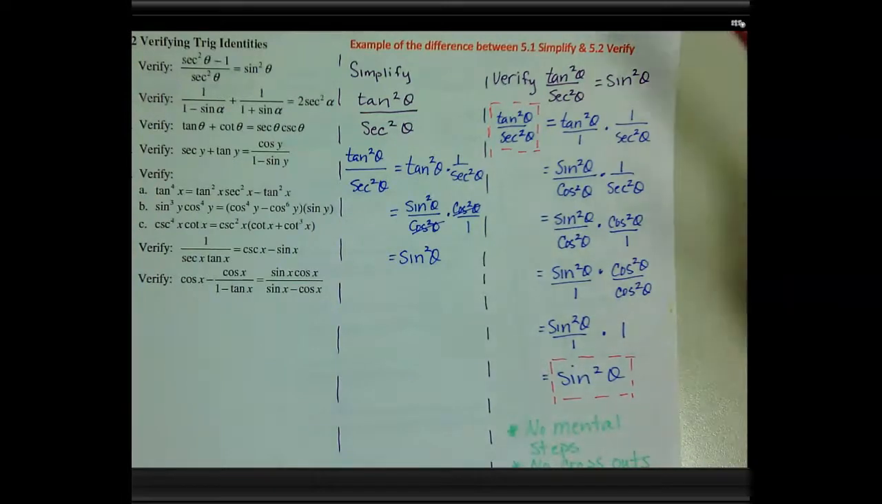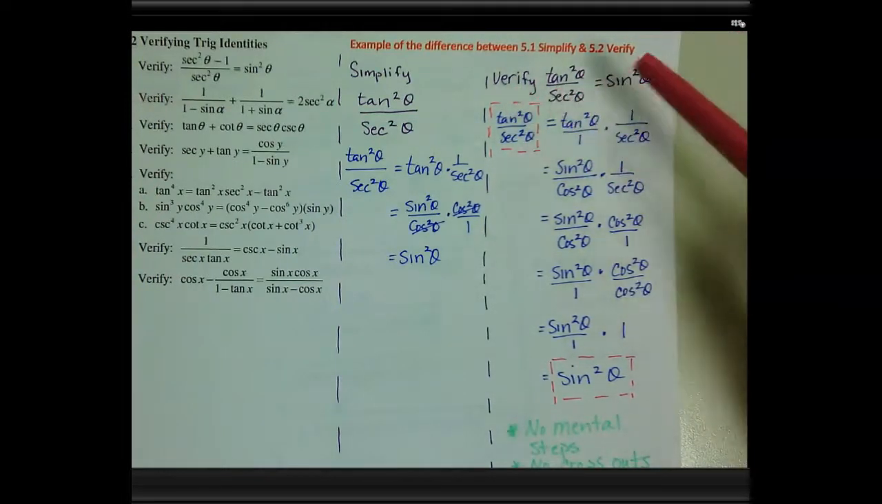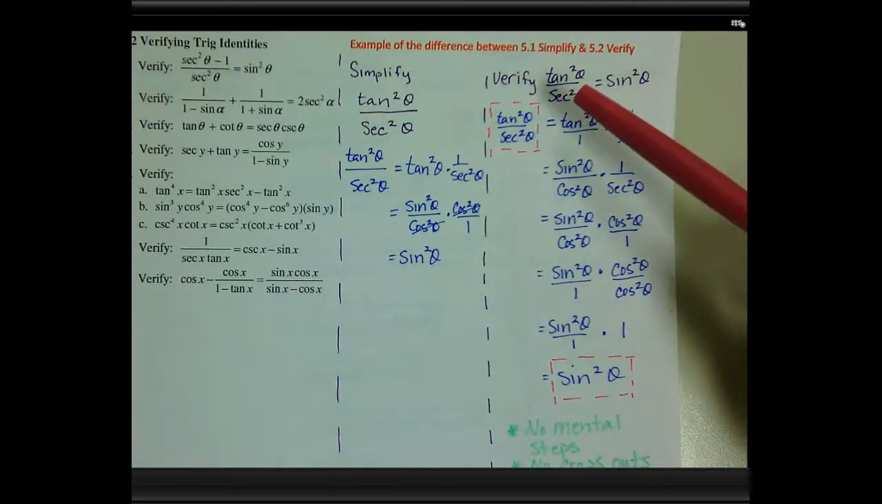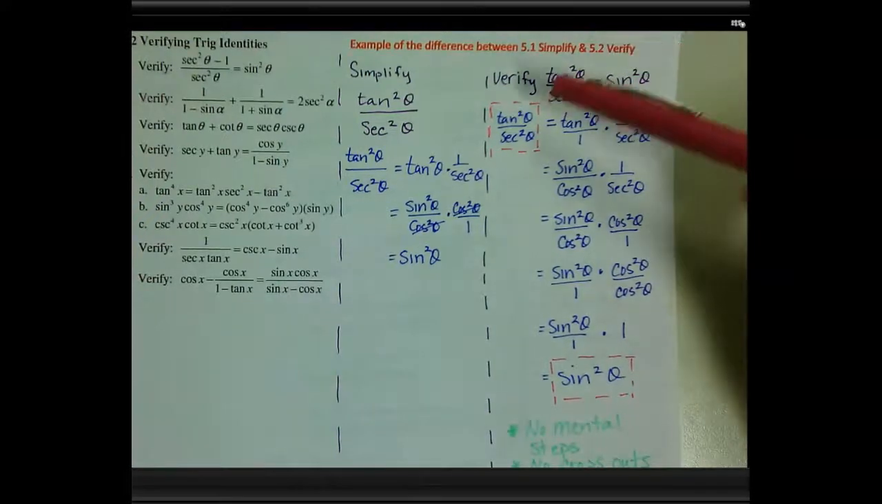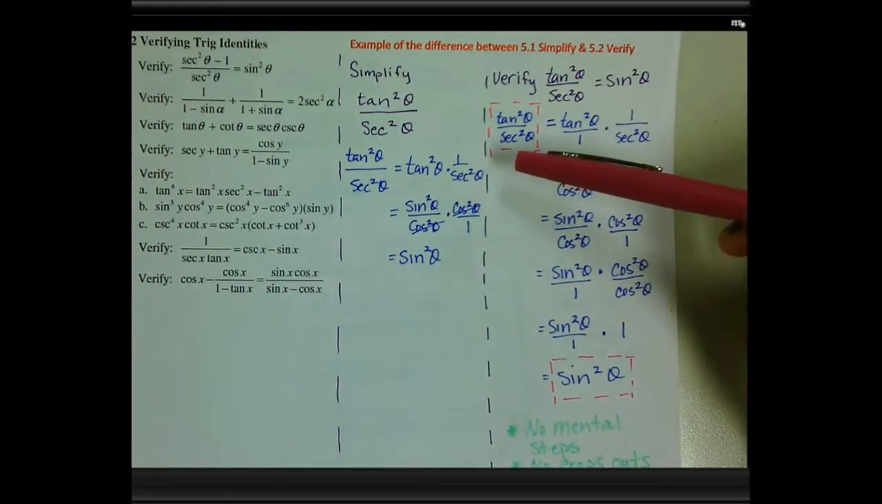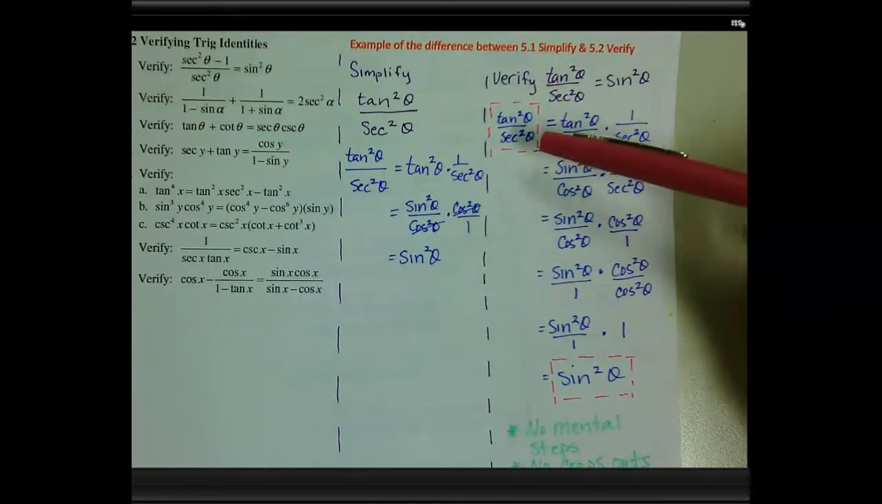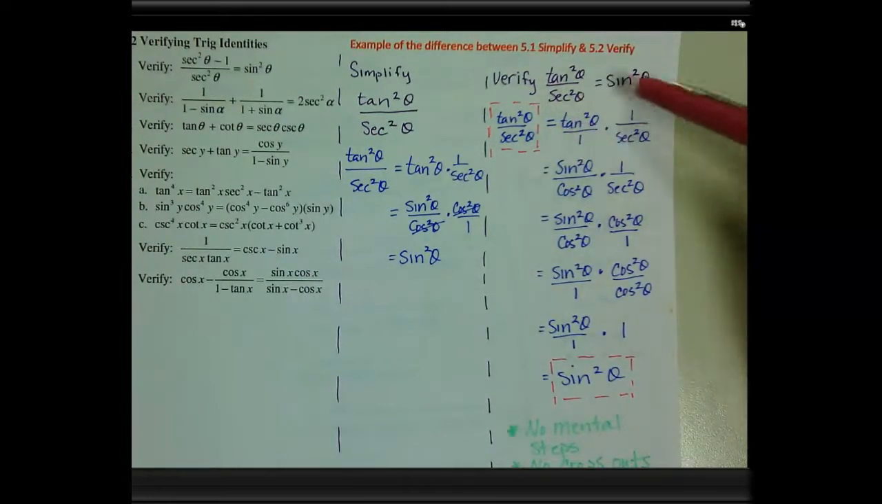The proof, however, is now showing that this equals the other side, which is sine squared theta. So you can go right to left or left to right. I usually try to pick the side that has the most stuff to work with. It's always easier to simplify things down. So you write down the side that you're going to begin with, whether it's the right side or the left side. And then you have your equal sign, and this is the first step of your proof right here.